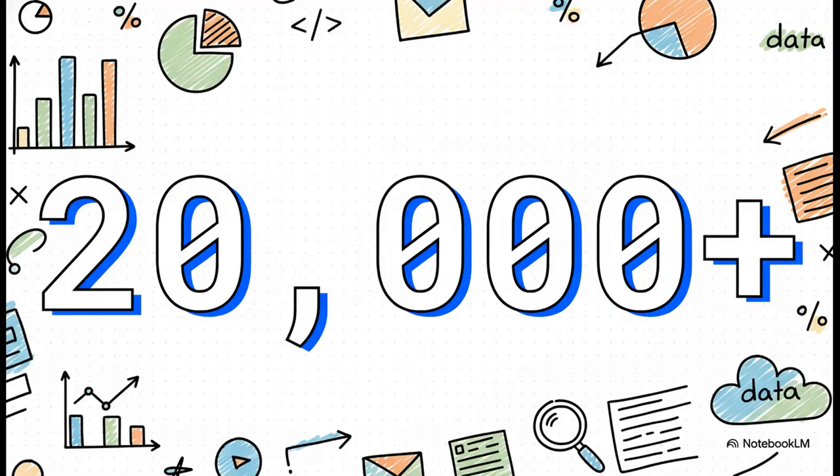Okay, pillar number 3, community. And this number, wow, this number says it all: 20,000. So what is that? That's how many free user-made packages are available on what's called CRAN, the Comprehensive R Archive Network. Basically, no matter what you're trying to do with your data, there's a really, really good chance that someone out there in the R community has already built a tool to help you do it.